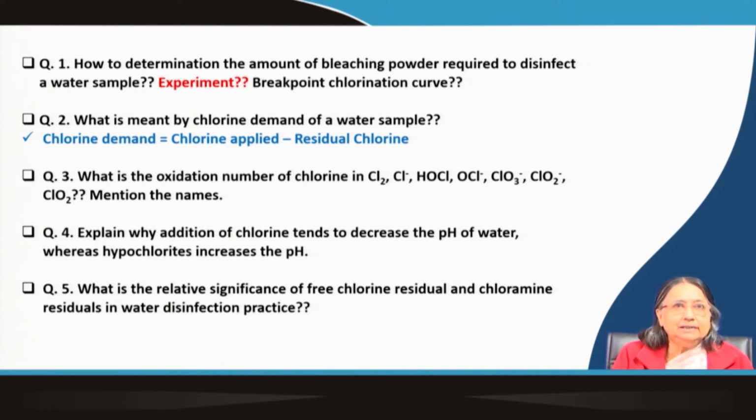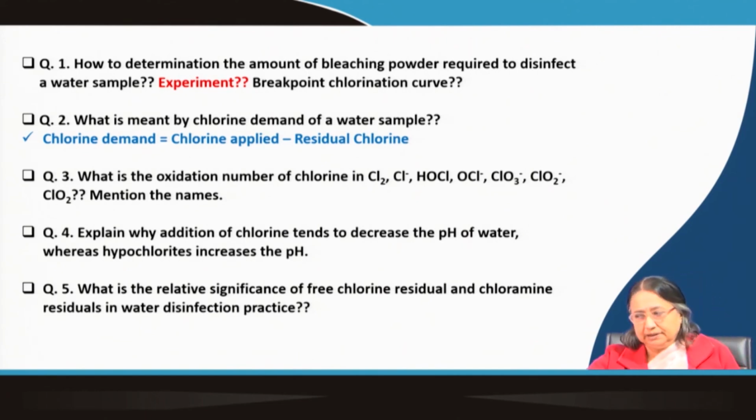And explain why addition of chlorine tends to decrease the pH of water and hypochlorite increases the pH, that I already answered. What is the relative significance of free chlorine residual and chloramine residual in water disinfection practice? I told you during transport the combined chlorine residual is very important, isn't it? That is the chloramine residual, and free chlorine residual, although it is a better disinfectant, is dissipated fast.